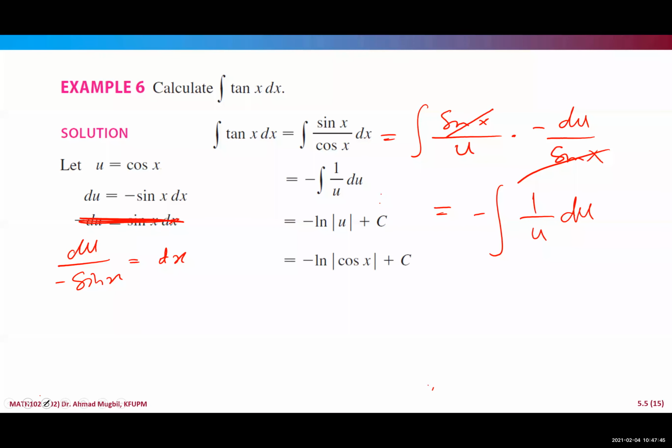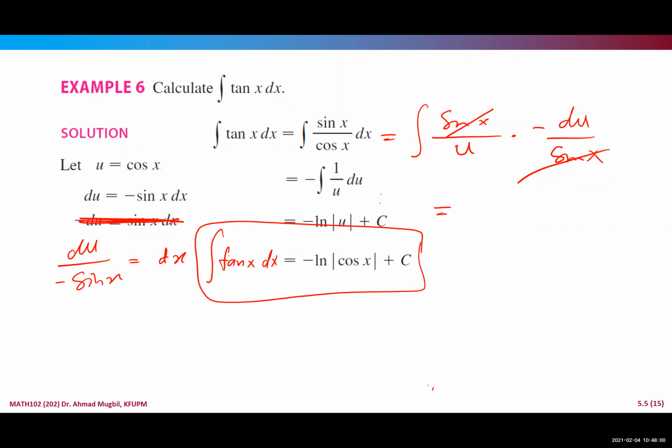Substitute back. What is u? U is just cosine. So you will have negative ln of the absolute value of cosine. Now this is the integral of tan of x. We have a rule here. But usually, shabab, do you remember, we prefer to link tan to a specific function. What is it? Secant. Yes, secant. And you remember that secant x is 1 over cosine x.